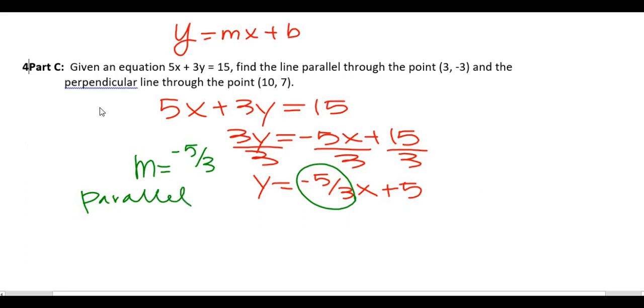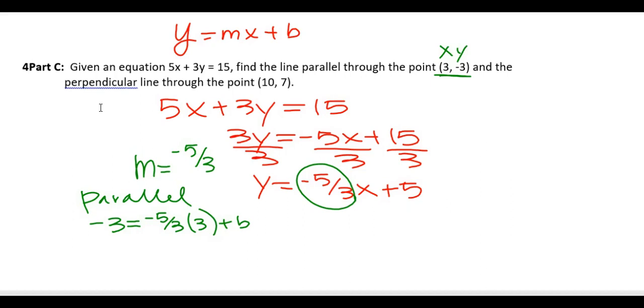So the given point through the parallel one is 3, negative 3. So we're going to put this in for x and y into the equation y equals mx plus b. So that means we've got negative 3 is equal to negative 5/3, that's our slope, times 3 plus b. And this will enable us to solve for b and then plug the slope m and b back into the equation so we can write it.